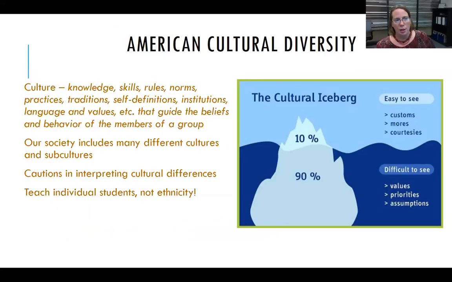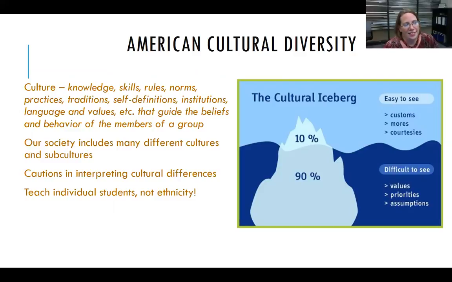Okay. So, American cultural diversity. Culture is the knowledge, skills, rules, norms, practices, traditions, self-definitions, institutions, language, and values, etc., that guide the beliefs and behavior of members of a group. Our society includes many different cultures and subcultures.